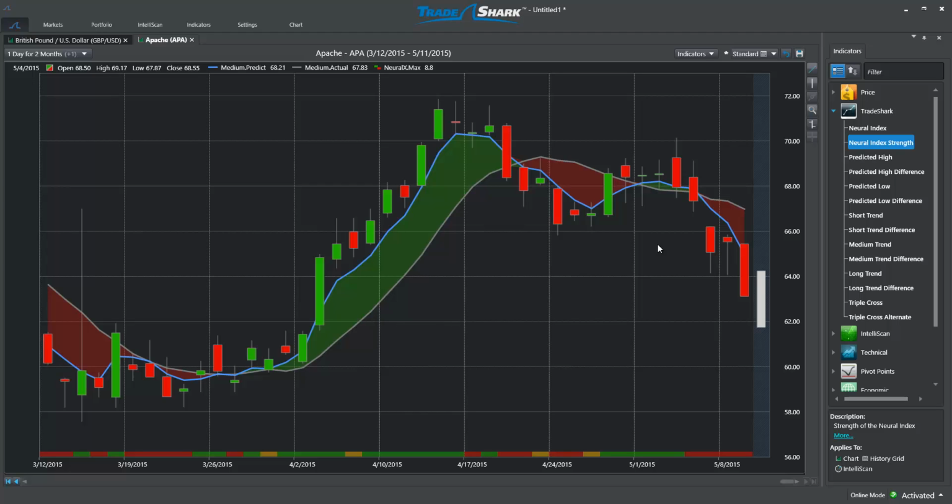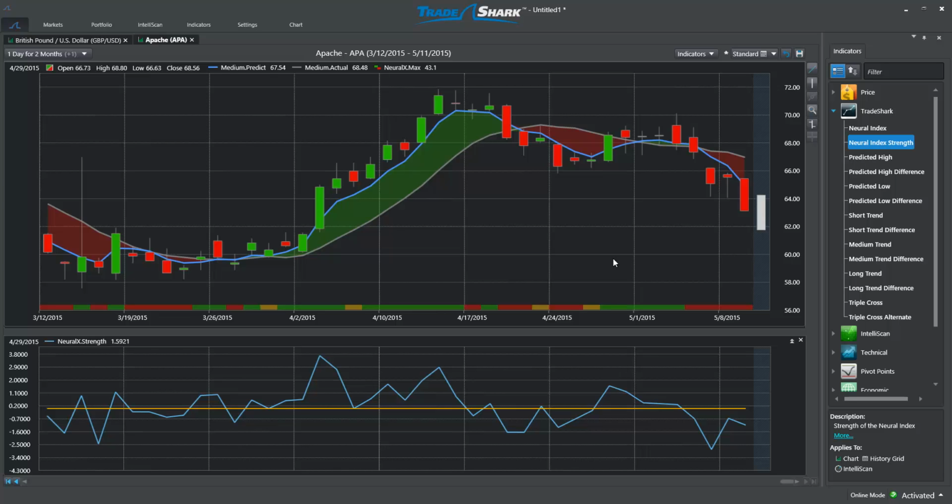TradeShark's predicted moving averages crosses above the actual moving average here. But again, let's take a close look at Neural Index strength to gather additional insight into whether a swing trader would want to take another long position.